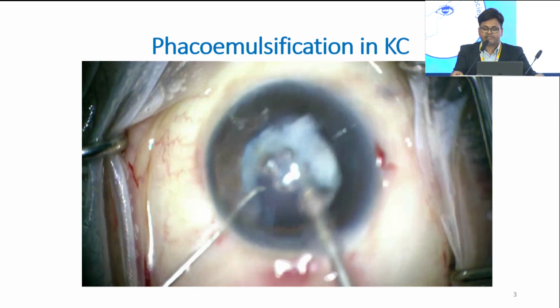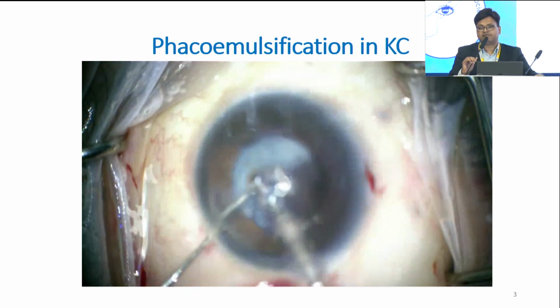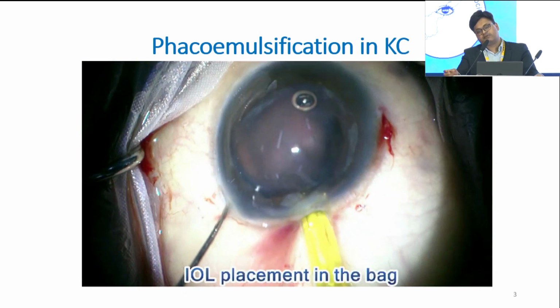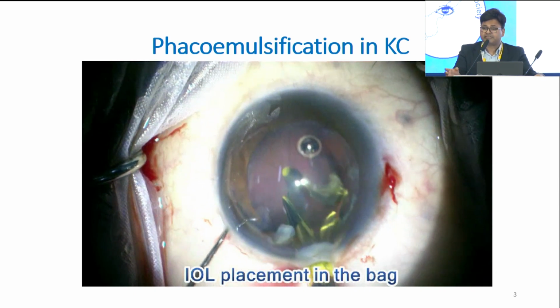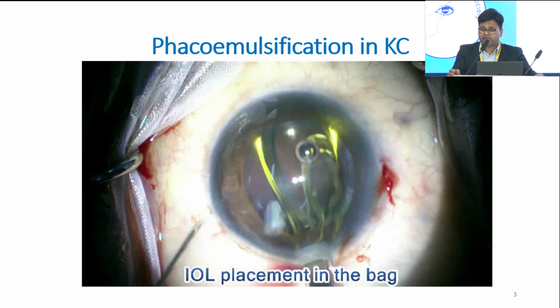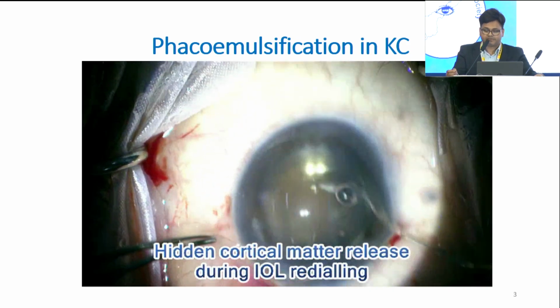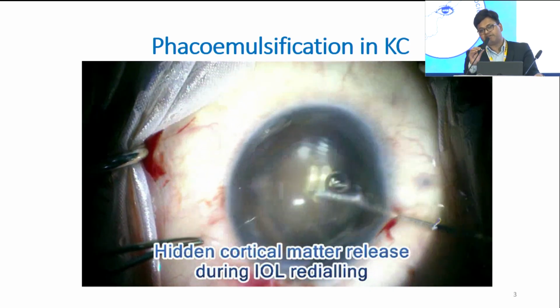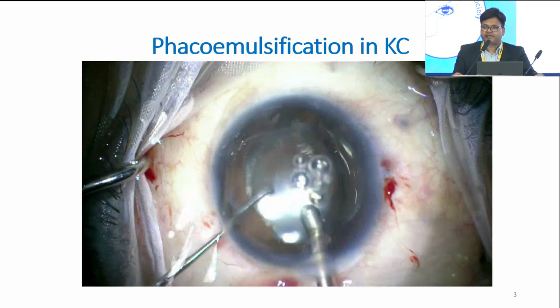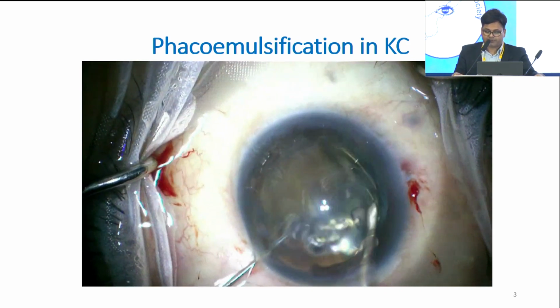Another important thing that you should remember is, in such cases there may be hidden pieces. Pieces may go into the sulcus, or they may be in the angle, and when you feel that your surgery is complete, then somewhat suddenly one piece may come. So do a meticulous IA, and do it for a little bit longer time compared to your routine phacoemulsification.